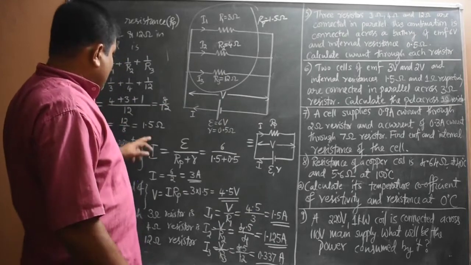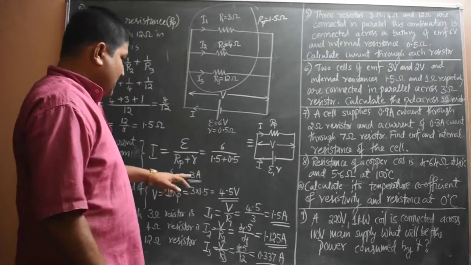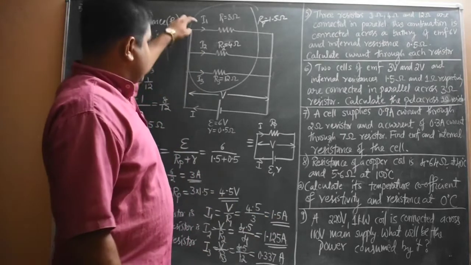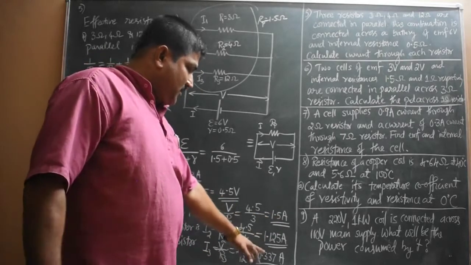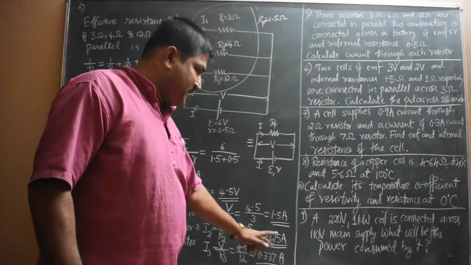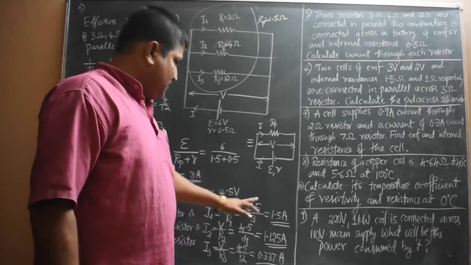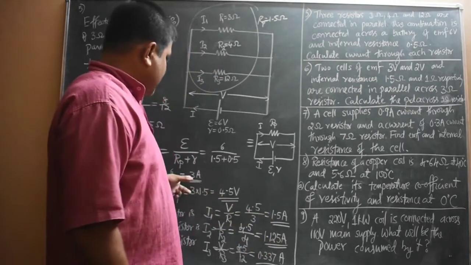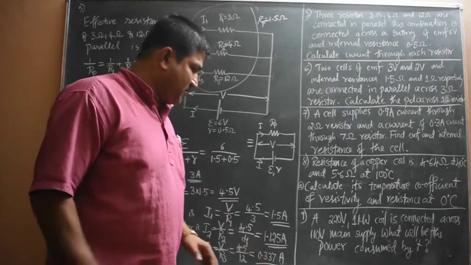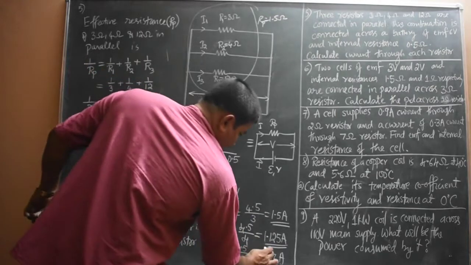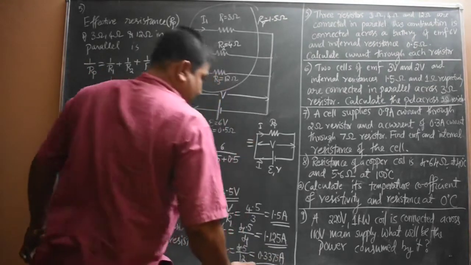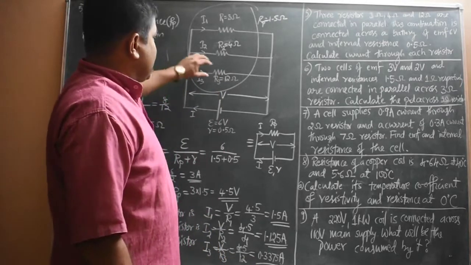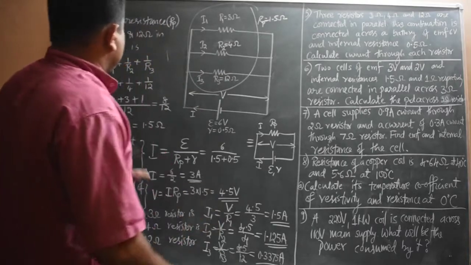Another way: out of the total current of 3 ampere, 1.5 ampere goes through the first resistor. The remaining current should be the last current. Adding 1.5 and 1.125 and subtracting from 3 ampere gives the same value, 0.3375 ampere. So this is the current through the third resistor, the 12 ohm resistor. So that's all about the problem.